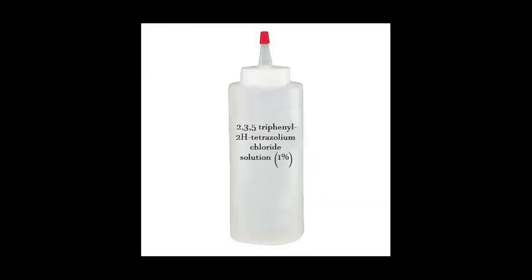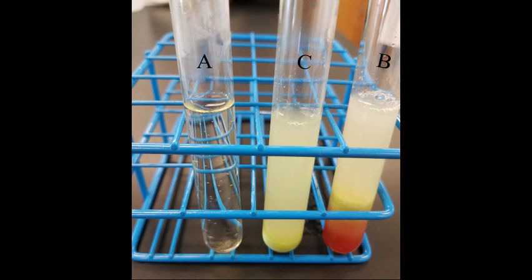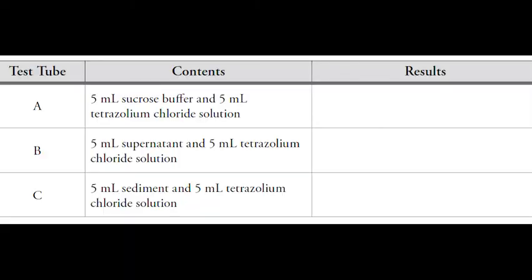Add 5 milliliters of freshly made 1% 2,3,5 triphenyl 2H tetrazolium chloride solution to each of the 3 test tubes and shake all the test tubes to mix the contents thoroughly. Place your 3 test tubes beside each other in the rack in the warm water bath that is maintained at 40 degrees Celsius. Observe the tubes at 10-minute intervals. A bright pink color should appear in tube B within 30 minutes. Record your results, using plus to indicate color change and dash to indicate no color change. Explain the results.